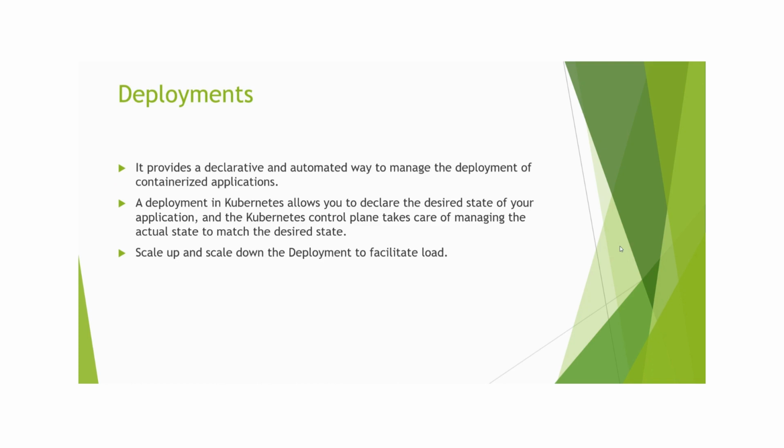So deployment is another way to create the pods, but it is a more declarative and automated way to manage containerized applications. It allows you to declare the desired state of the application, and the Kubernetes master node will manage the actual state to match the desired state. So if you remember, one component does that. One component actually takes care of matching the desired state with the actual state.